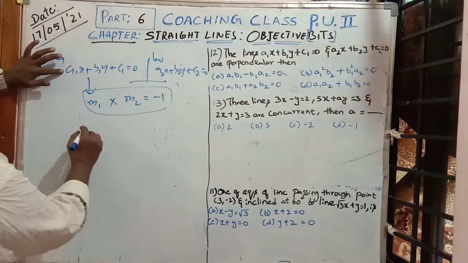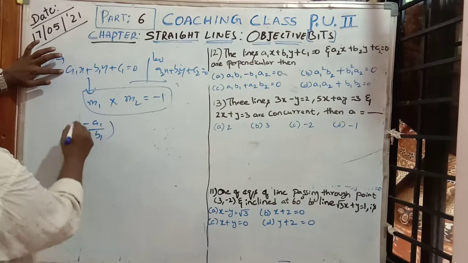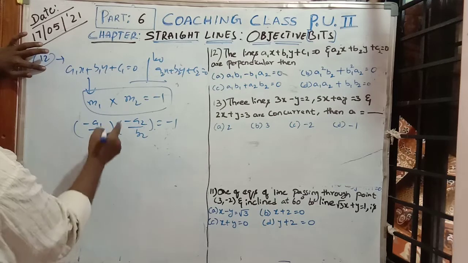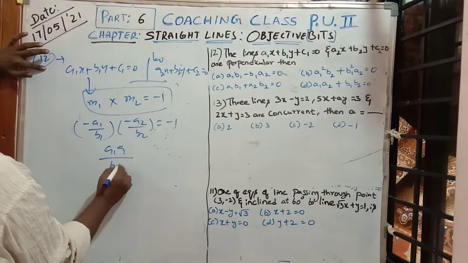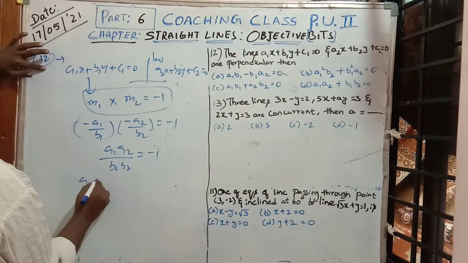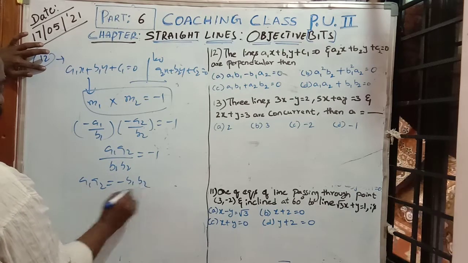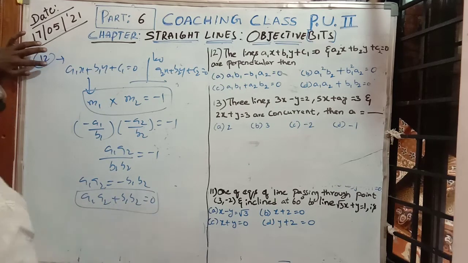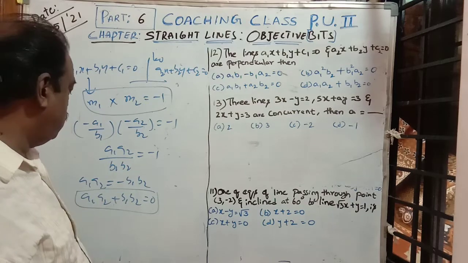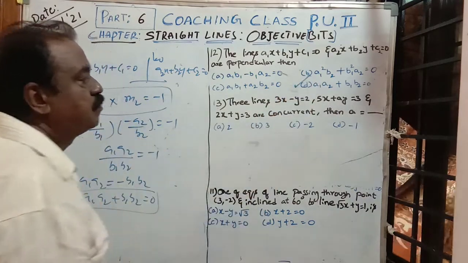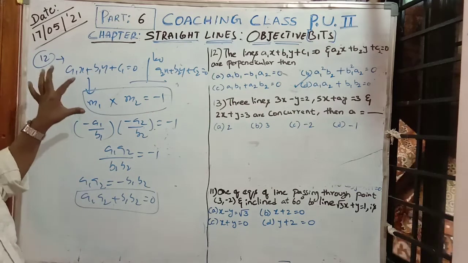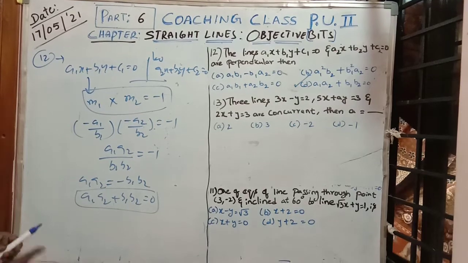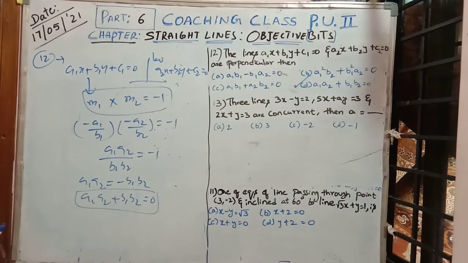What is the slope of this line? It is minus a1 by b1, into the slope of the second line, minus a2 by b2, is equal to minus 1. Minus into minus plus, a1 a2 by b1 b2 is equal to minus 1. a1 a2 is equal to minus b1 b2. That is a1 a2 plus b1 b2 is equal to 0. This is the condition if the lines are perpendicular.